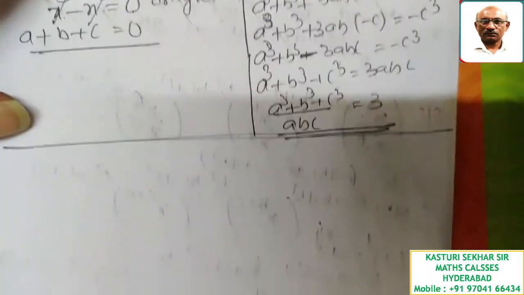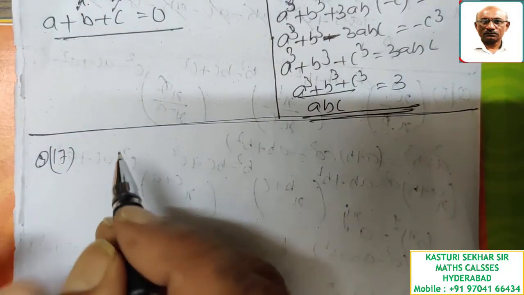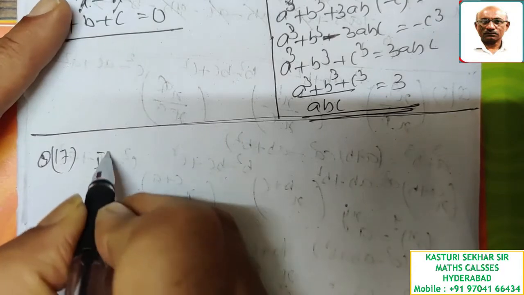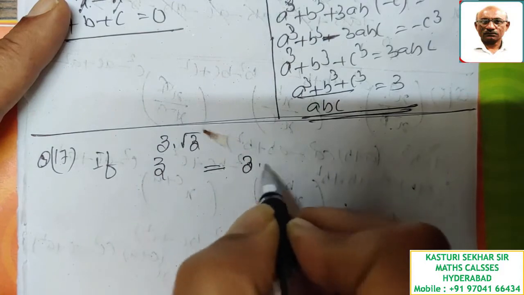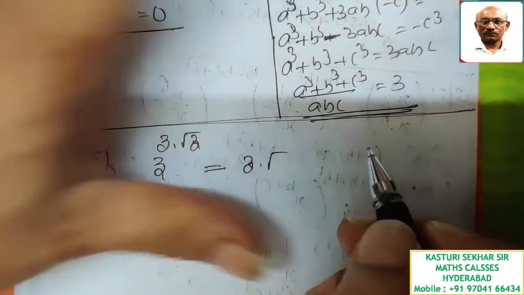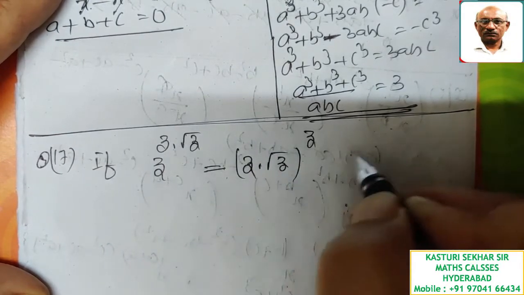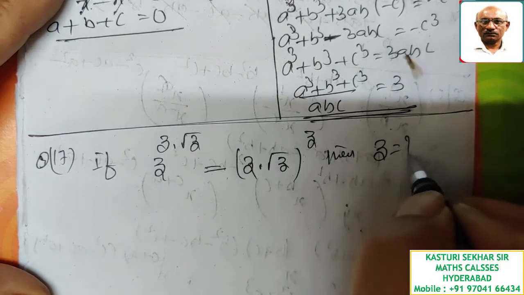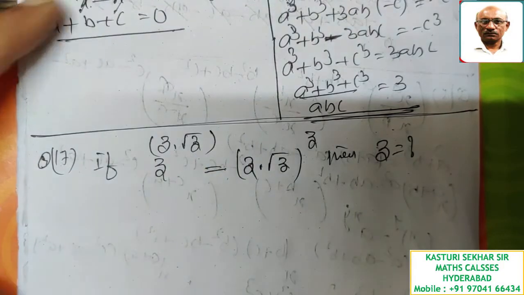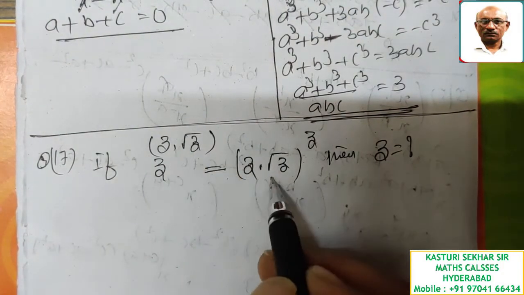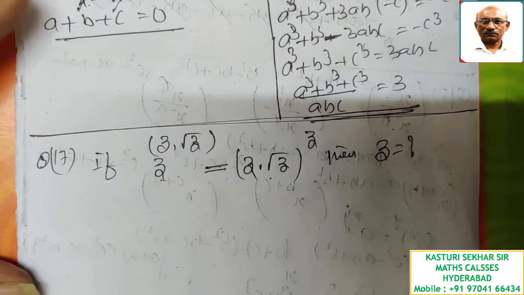Now look at question number 17. If z to the power z into square root of z is equal to (z root z) whole power z, then z is equal to what? Here the power is the base and the base is the power, and there is an equal to sign.